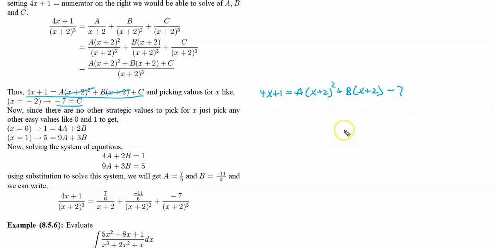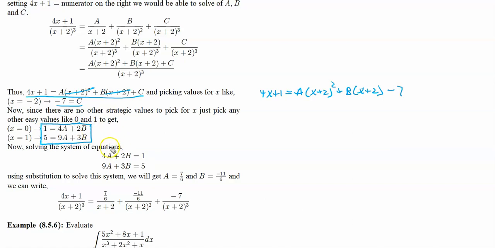And now you need to solve for A and B. What you can do is pick any other 2 values for x, like easy values 0 and 1, the most convenient ones to pick. You just have to pick something different than -2. When you pick x equaling 0, you get this equation. When you pick x equal to 1, you get this equation, just by putting the x in over here and simplifying. And now you have 2 equations and 2 unknowns right here.